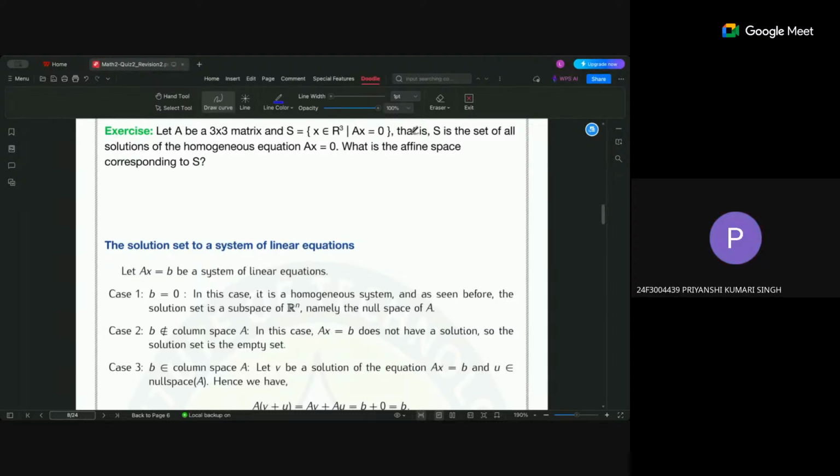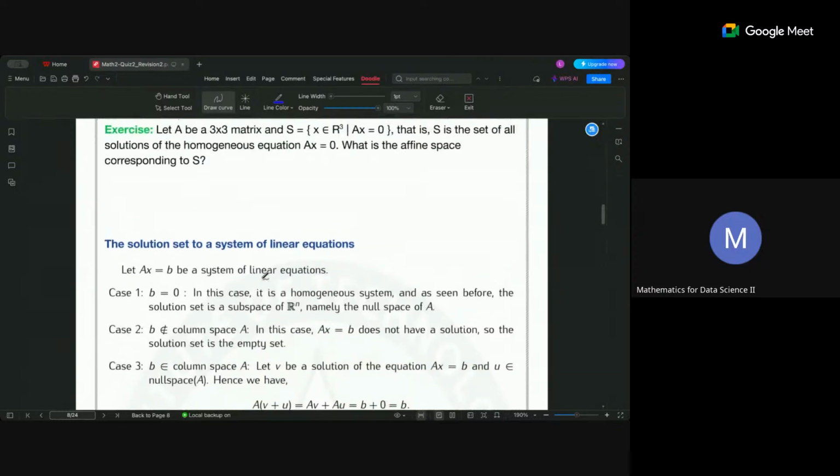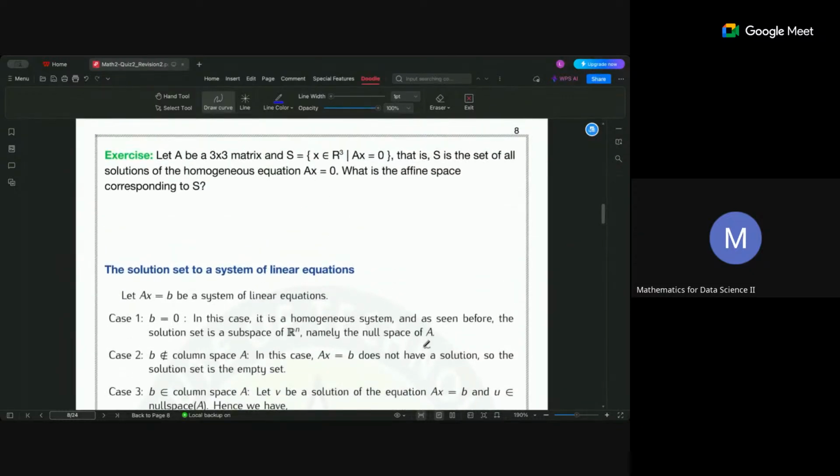Null space. Already S is your null space. You can choose any vector in R3. See, you are considering Ax is equal to B. If B is equal to 0, it is a homogeneous system, and in that case this set S is a null space.